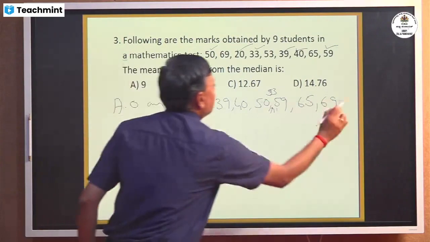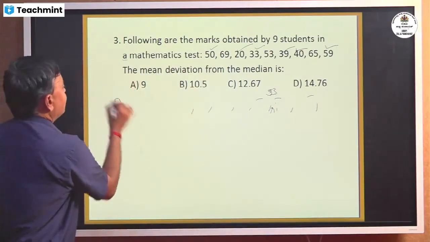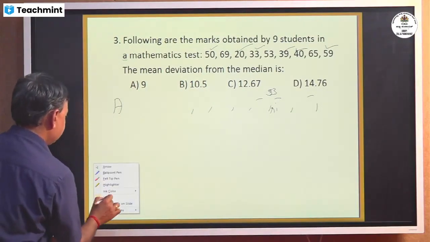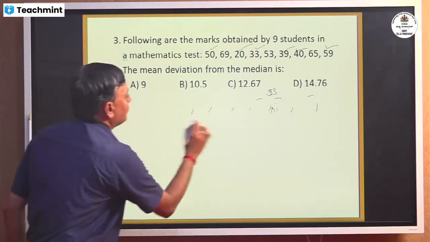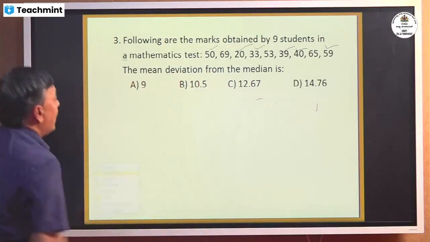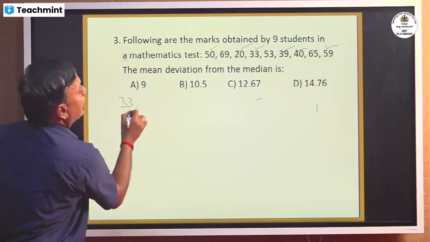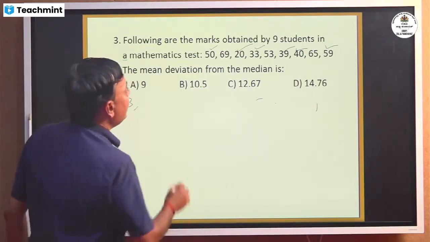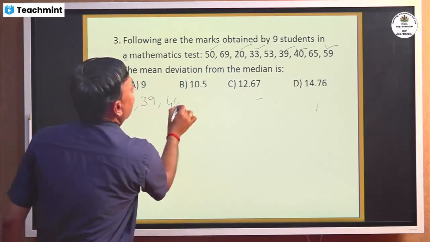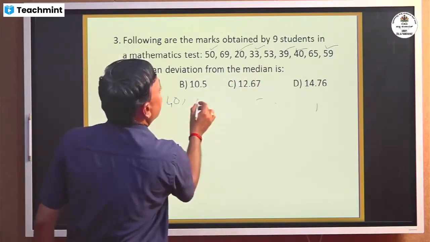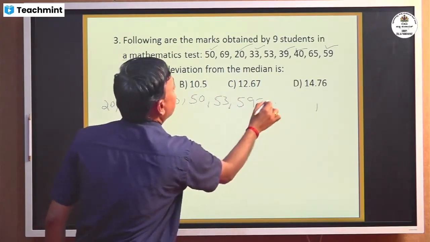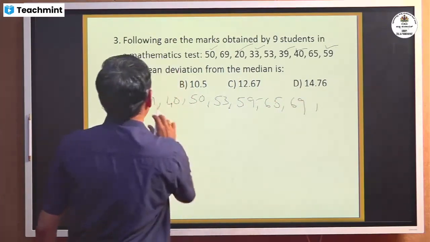So here, we write in ascending order. First one is 20, then 33, then next 39, then next 40, then next 50, then 53, then 59, then 65, then 69, correct.